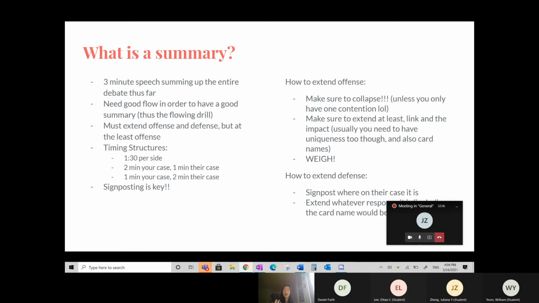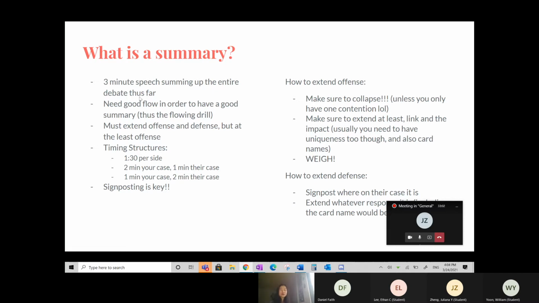When you're extending your offense, which generally is your case, you want to extend at least the link and the impact. You have to basically restate your argument again. You can't just say, oh, judge, extend my contention 1 and then move on. You have to tell your judge what contention 1 is again. You have to say, price controls increased accessibility, which means more people are saved. Things like that. And then you also want to weigh.